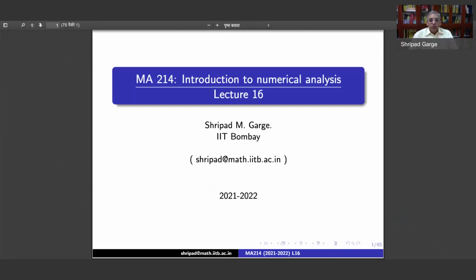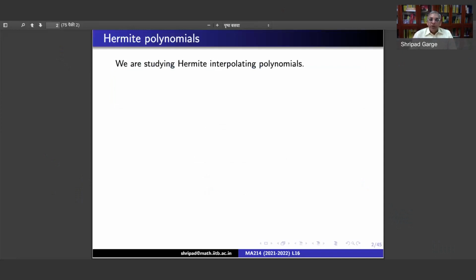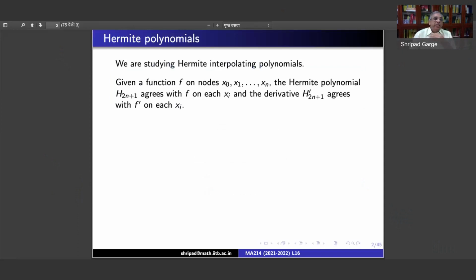Hermite polynomials are the polynomials which are going to give you a very nice approximation for the function because it agrees with the value of the function at given nodes and its derivative agrees with the value of the derivative on these nodes. So this is what the Hermite interpolating polynomial is, and we have also studied how to compute this.